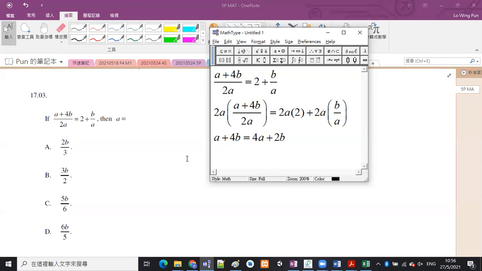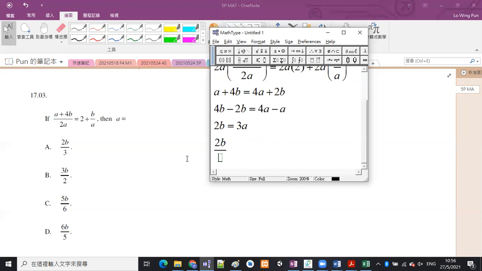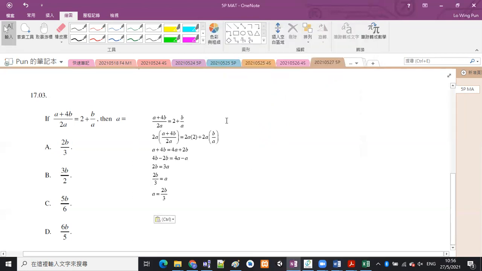That's what I want. So I need to move the 2b to the left and the 1a to the right, like this. So we have 2b equals 3a. Because I want a to be the subject, and now it is multiplied by 3, I need to divide the 3 to the left. So I have 2b over 3 equals a, which means that a should be equal to 2b over 3. Okay? And again, it is option A. You see? It's okay up to now?